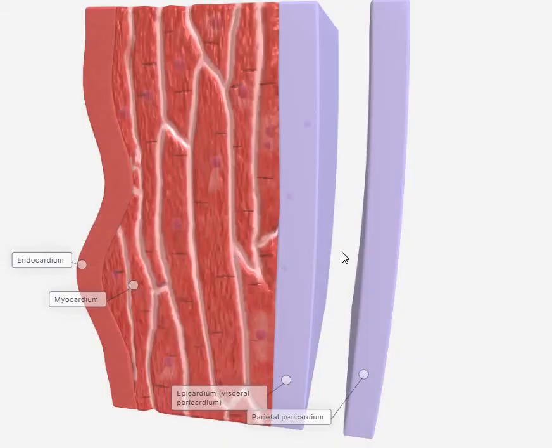Let's get rid of that. So this is the serous pericardium. We would call this the visceral layer of the serous pericardium, or the parietal layer of the serous pericardium. Confusingly, and just to make life that much harder, the visceral layer of the serous pericardium is sometimes just referred to as the epicardium, which is a nightmare for anatomists everywhere, but there we go.